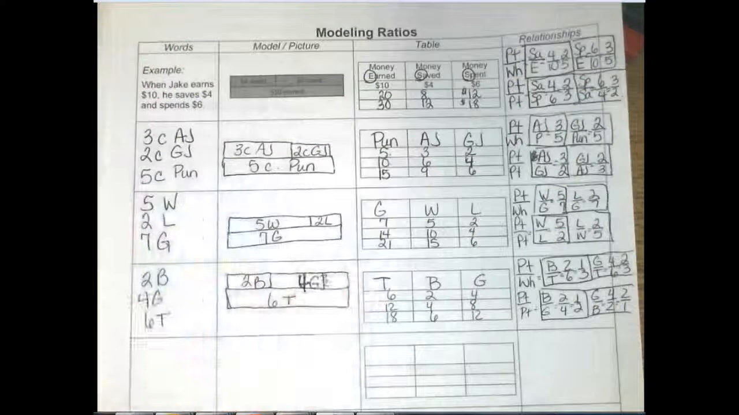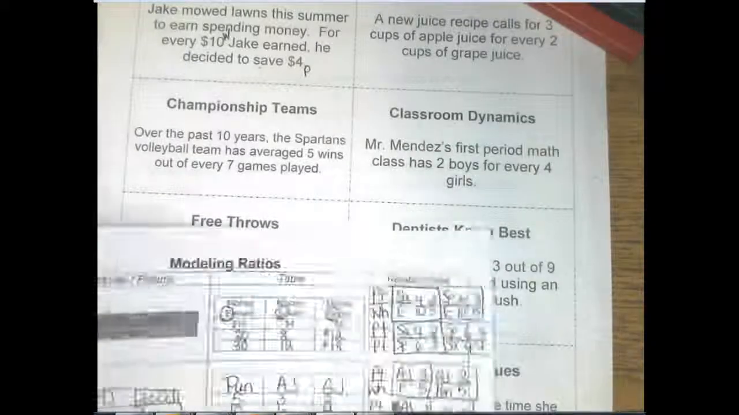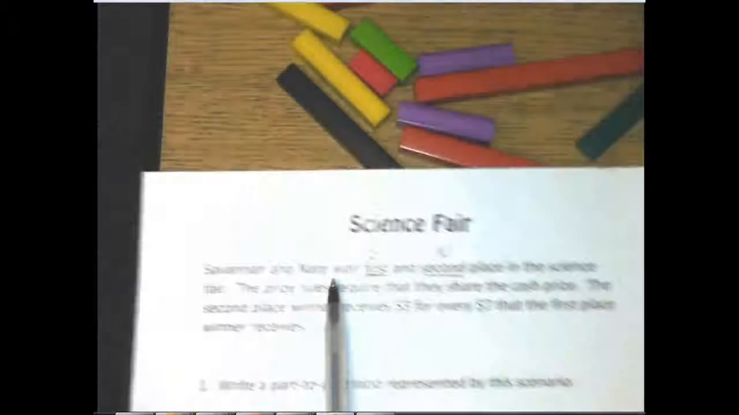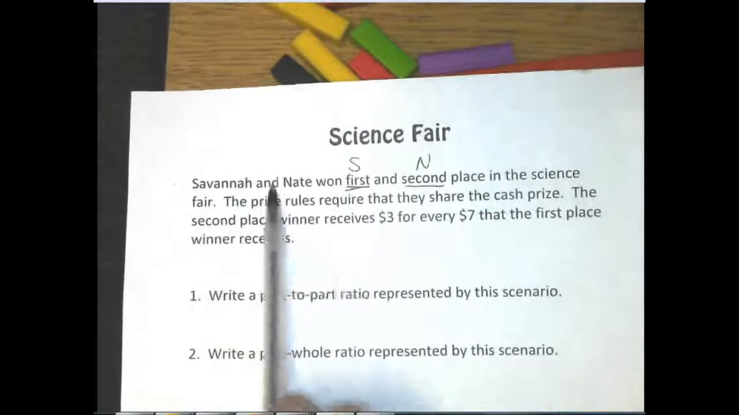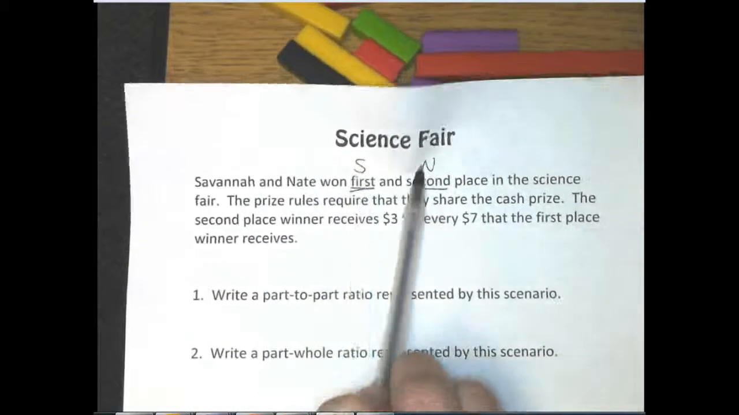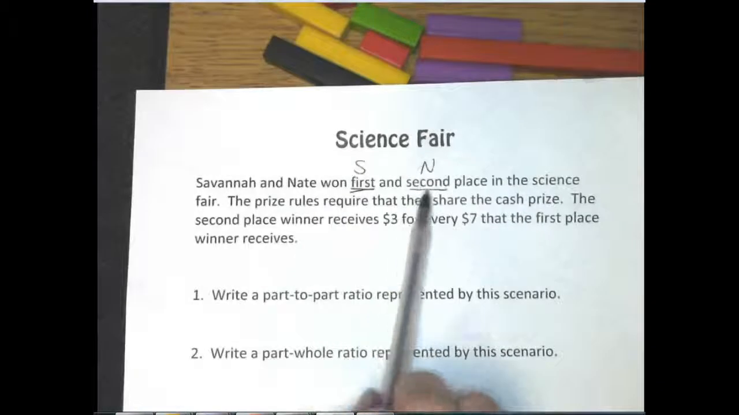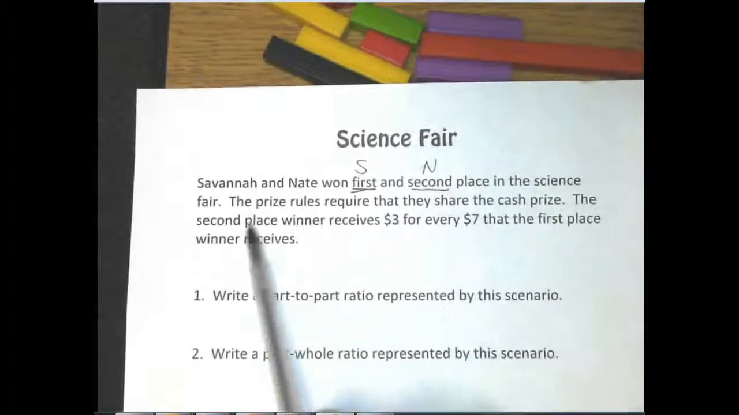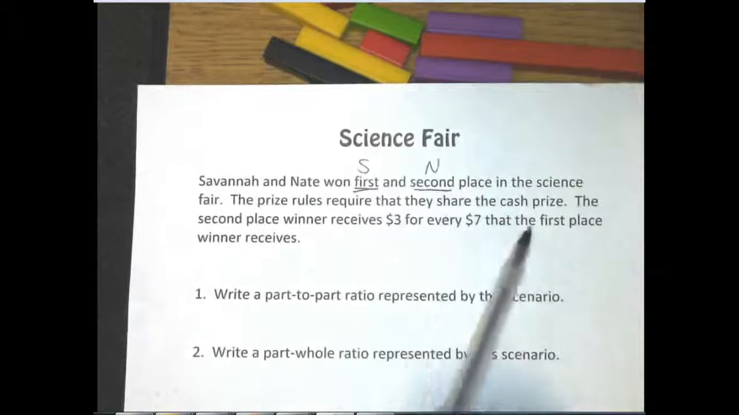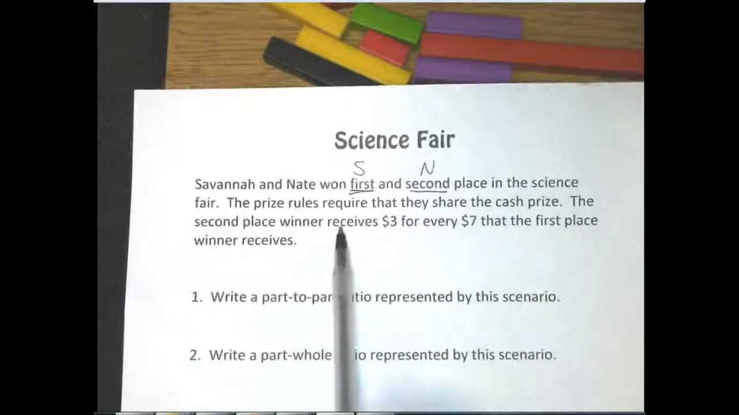We only really got that far, but you do have some other examples if you wanted to go ahead and practice. But what they were doing for homework is just the science fair, the science fair that is there. So let's make sure that you understand what it's asking. Savannah and Nate won first and second. So Savannah won the first place and Nate won second place. And so they have to share the cash prize. So the second place winner receives $3 for every $7 that the first place winner receives.